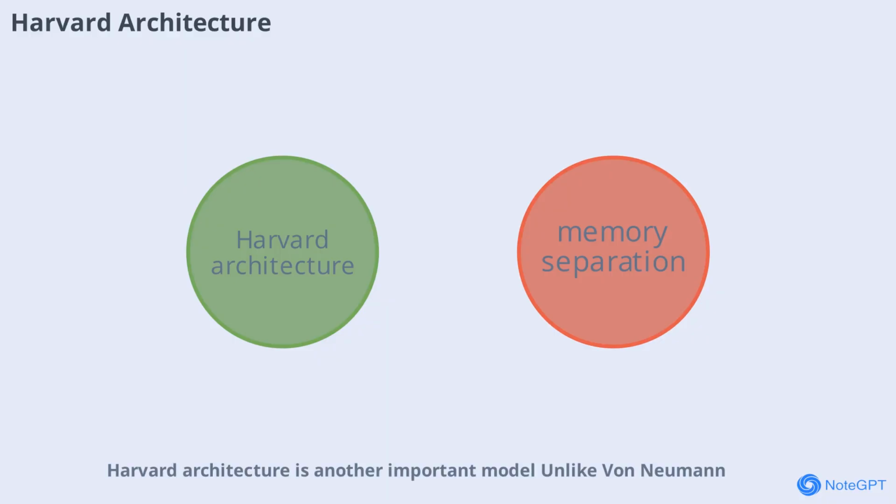Harvard architecture is another important model. Unlike von Neumann, it separates memory for instructions and data, allowing simultaneous access and improving performance in certain applications. This design is often used in embedded systems and microcontrollers.